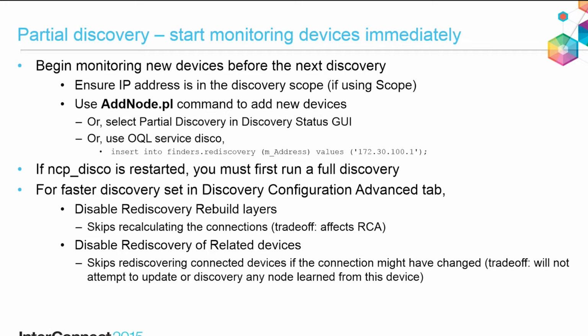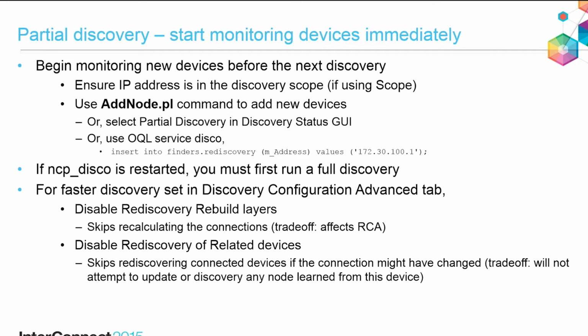So there's a few things to take note of with partial discovery that could cause you problems if you're not aware of them. When you first restart NCP Disco, for instance, partial discoveries are not going to work. They need a cache that is created during a full discovery in order to work. So when NCP Disco is restarted, make sure you run a full discovery before you attempt any partial discoveries later on.